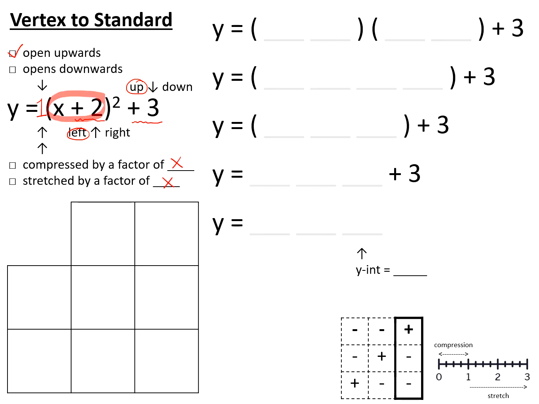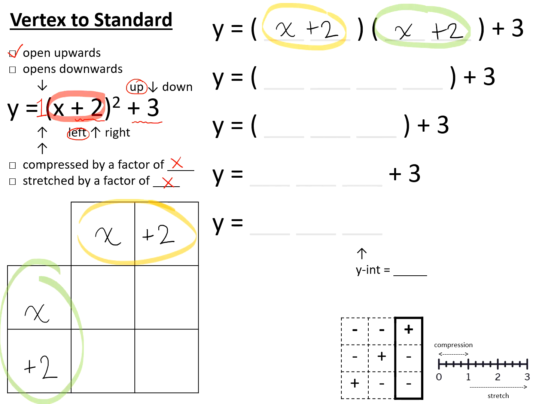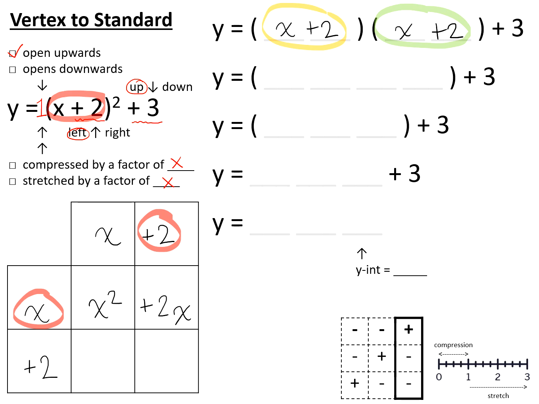If you recall, when you square something, that something is multiplied by itself. So (x + 2)^2 is the same thing as (x + 2) times (x + 2). I'm going to use this grid down to the left to simplify (x + 2) times (x + 2). X times x is x squared. X times positive 2 is positive 2x. Positive 2 times x is positive 2x. And positive 2 times positive 2 is positive 4.